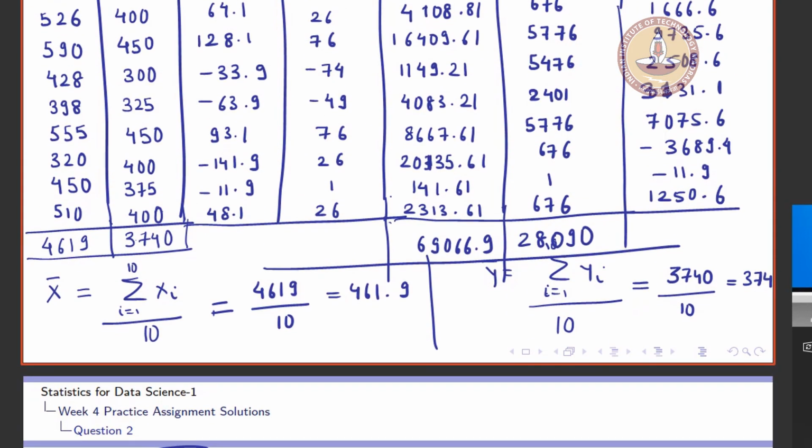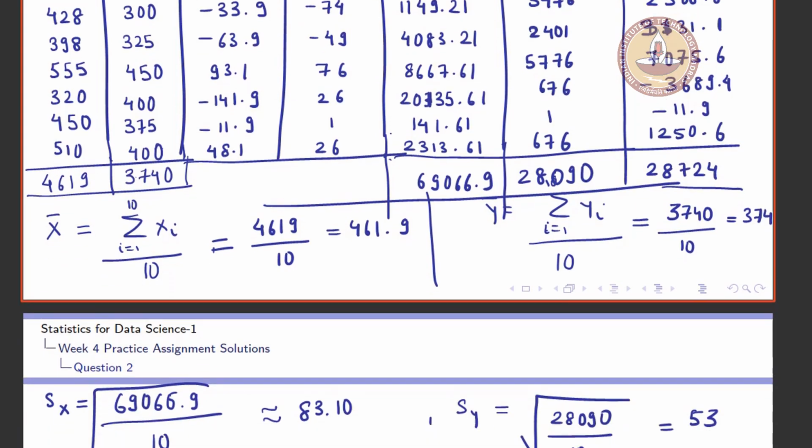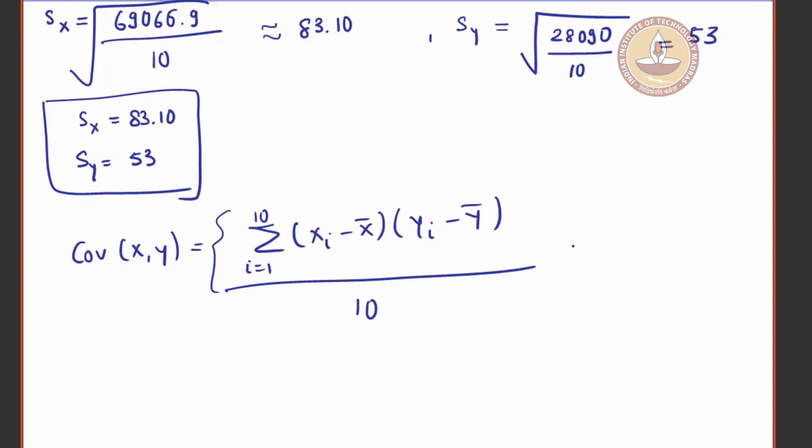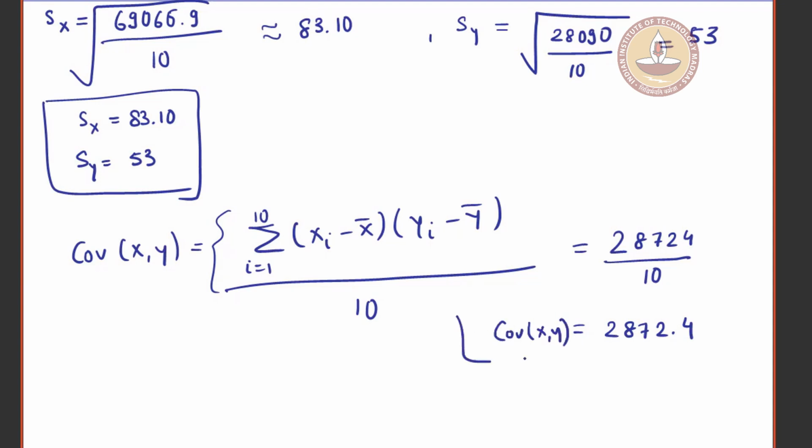So now we need to take the sum of all those products of deviation. Let's add up all these numbers and we will get 28724. So this is 28724 divided by 10, that is nothing but 2872.4. So this is our covariance between the two variables x and y, where x denotes the marks obtained by students in the class 10th and y denotes the marks obtained by students in the class 12th.